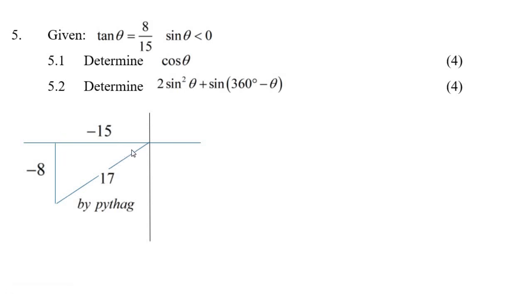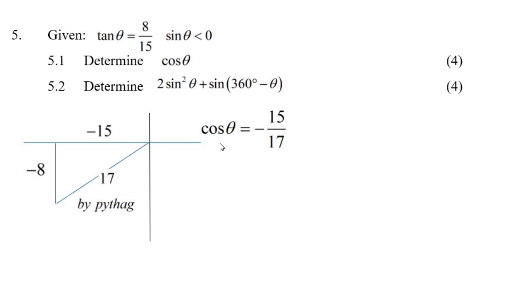Now, this is your reference angle right here, which you can use to figure out anything. Like cosine is adjacent over hypotenuse. So the first question, cosine theta, is minus 15 over 17. We can put it minus 15 over 17. So there is the first one, all done.